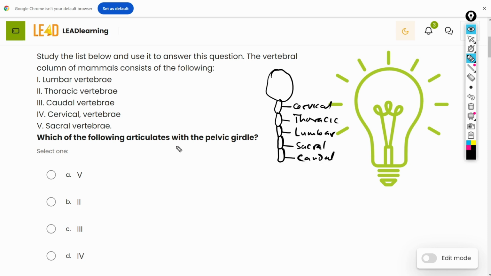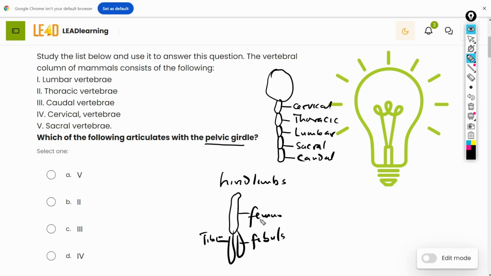Now, it says which of the following articulates with the pelvic girdle. Now, the pelvic girdle are the bones of the hind limbs. We're looking at the bones of the hind limbs, the femur, and then the tibia and the fibula. Now, the femur connects to the pelvic girdle, the pelvis, and the pelvis now anchors onto the sacral vertebra.